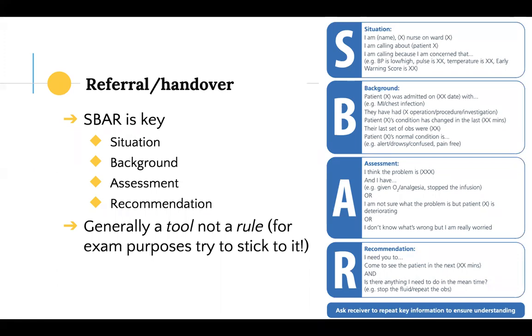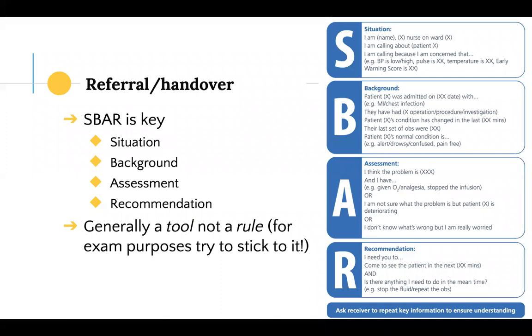I'm calling about patient Y, and I'm concerned because their blood pressure is low, they're tachycardic, they're pyrexial, and their NEWS score is 5 or whatever it is. And then give a brief background. Here you don't really want to go into the complete past medical history of the patient, just all the important points. So if, for example, this patient was admitted on this date with a chest infection, they've had X, Y, and Z done. They've now deteriorated over the last 24 hours. And normally they are alert and currently they're drowsy and confused. So just a bit of background, just the important points.